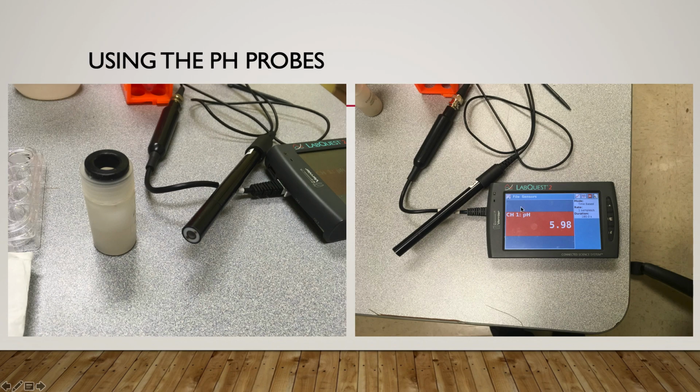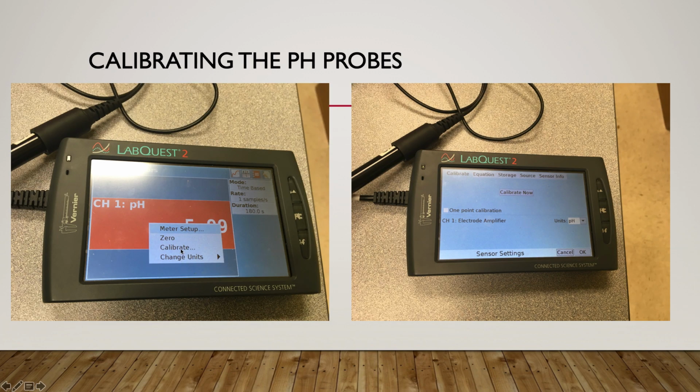Now, in terms of what you're going to see, you hook up your pH probe to your LabQuest. You should see a screen here where it's measuring the pH. I'm just going to walk you very briefly through the calibration process. If you click the red background right here, it's going to give you a quick menu option, and you can then select Calibrate to calibrate your probe.